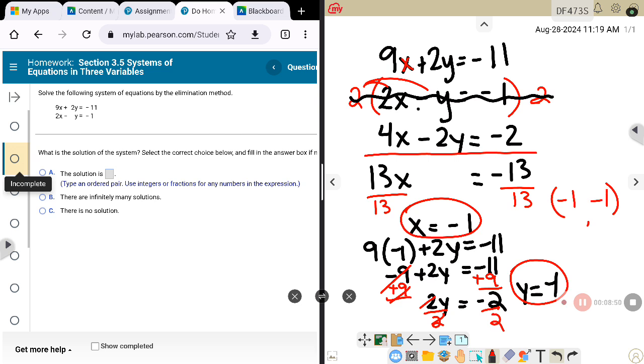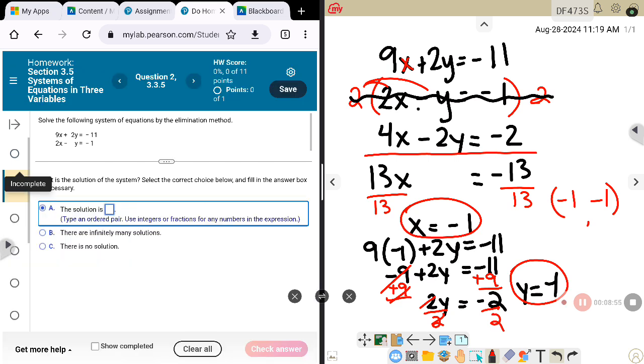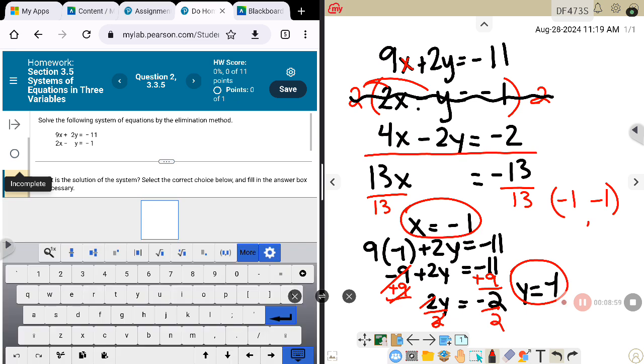So when you enter the solution, again, you want to enter that as an ordered pair. So you can either use the ordered pair that's in the toolbox, or you can just use the parentheses that are on your keyboard. So let's see, my x is negative 1 and my y is negative 1.